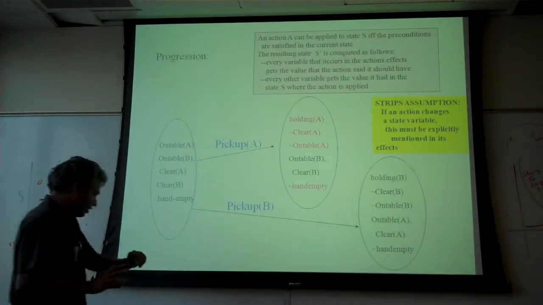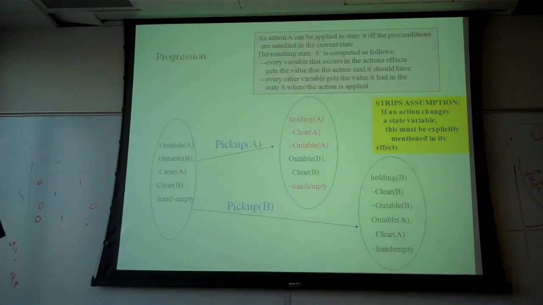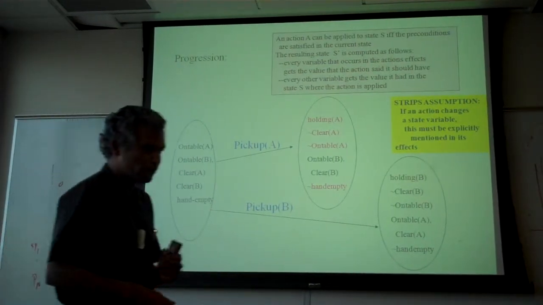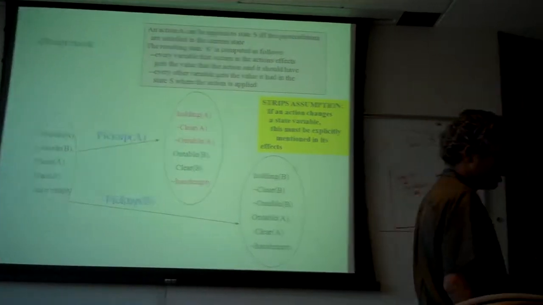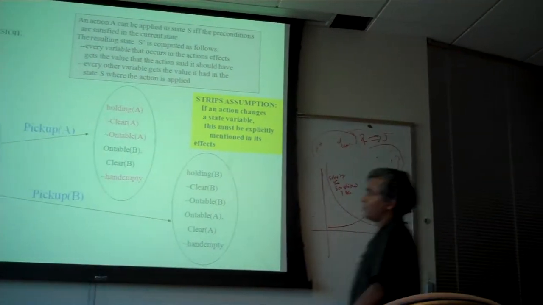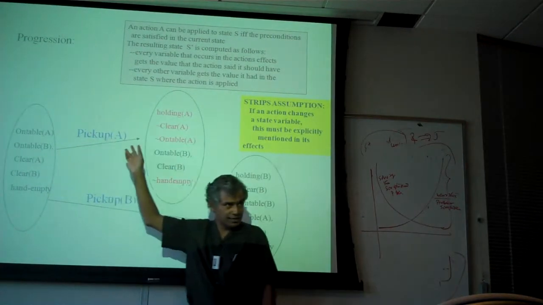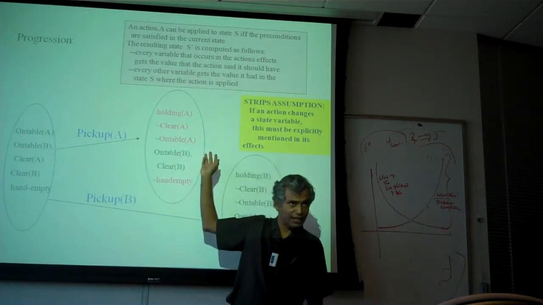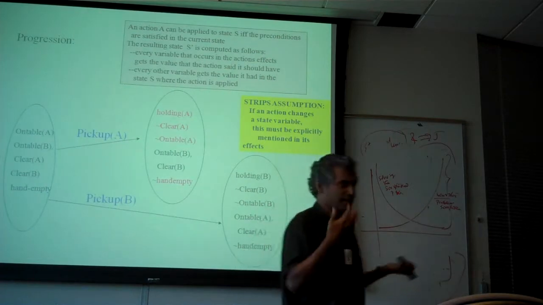Okay, let's go through the 3 search methods. In fact, I think I'll do 2 of them and probably we'll run out of time by the 3rd one, which is actually the neat one, but we'll see anyway. So progression: you start with the initial state, you apply each of the actions, and you compute the new state that will occur. It's not particularly hard to do.